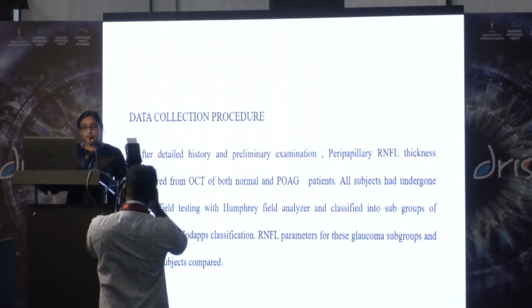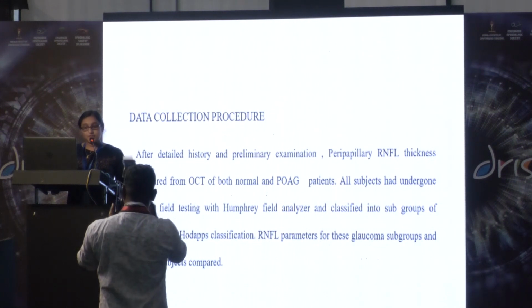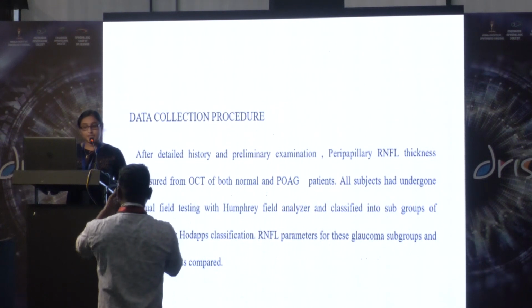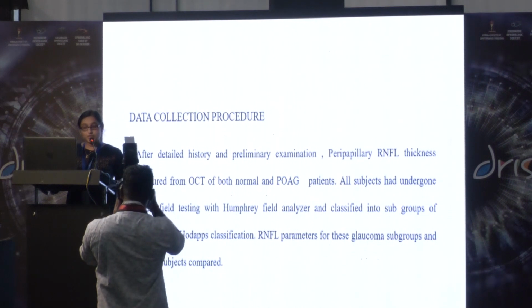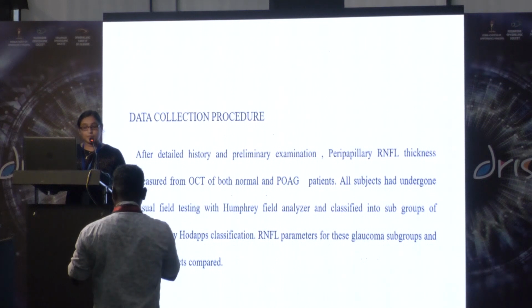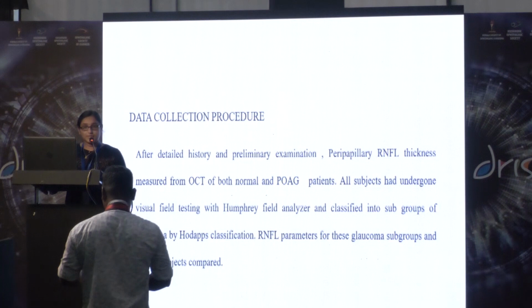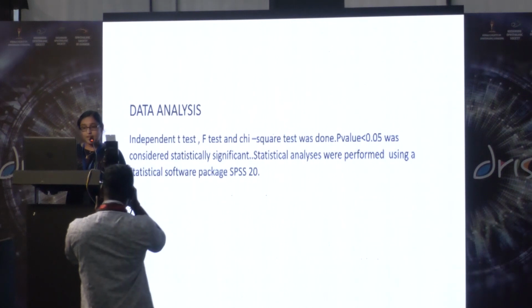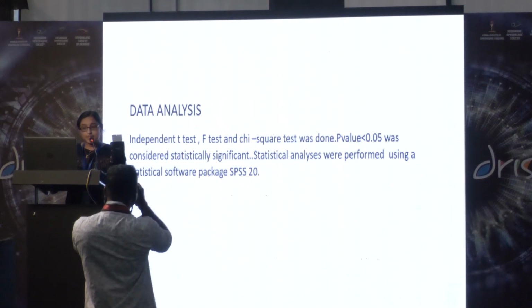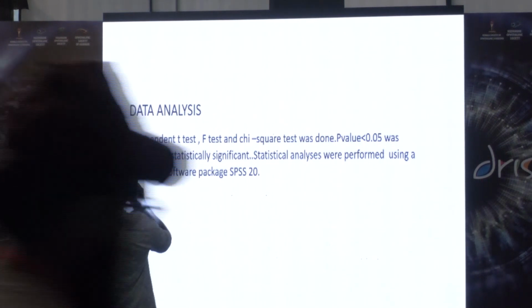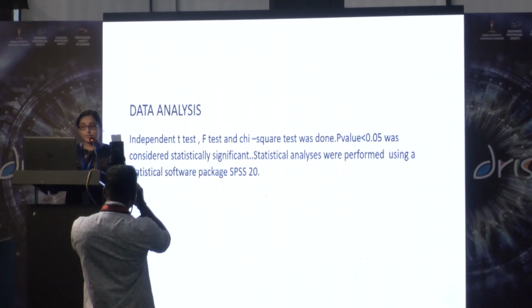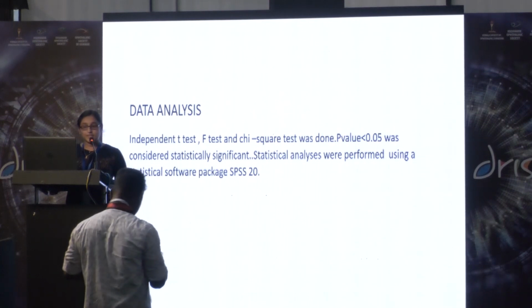Data collection procedure. After detailed history and preliminary examination, peripapillary RNFL thickness was measured from OCT of both normal and POAG patients. All subjects had undergone visual field testing with the Humphrey field analyzer, and they were classified into subgroups of glaucoma by Hodapp's classification. RNFL parameters for these glaucoma subgroups and normal subjects were compared. Then independent t-test, F-test and chi-square test were done. P-value less than 0.05 was considered statistically significant. Statistical analysis was performed using the software package SPSS 20.